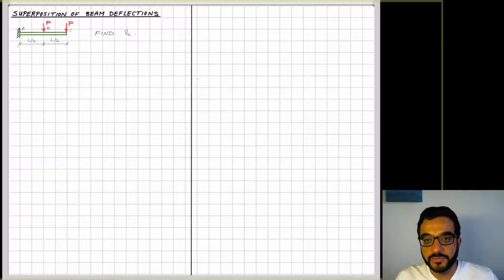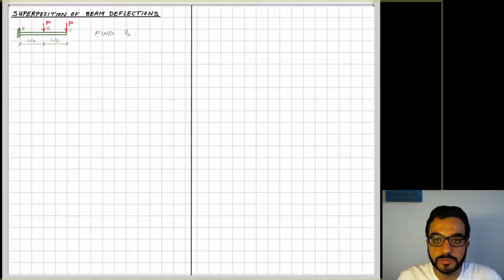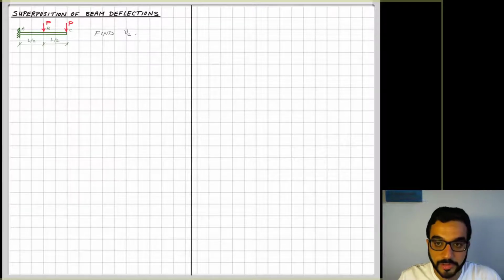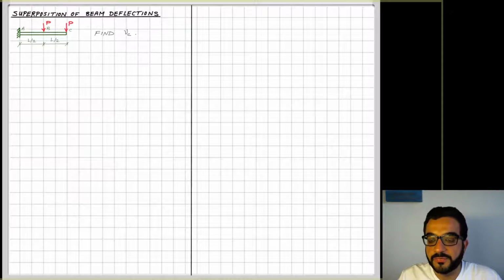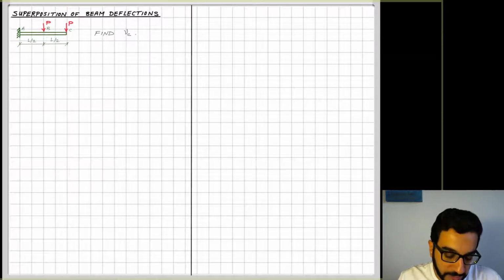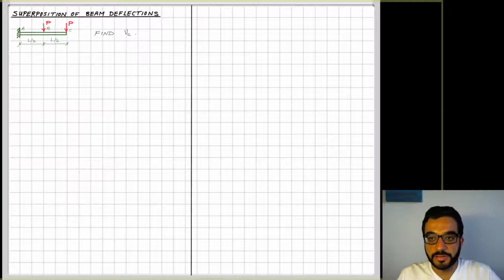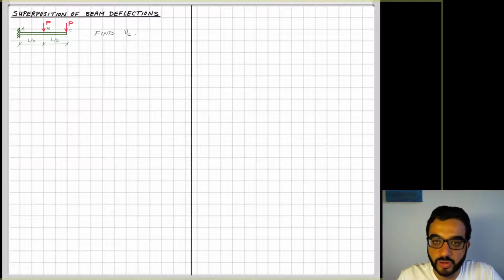So we have here this example, beam ABC, and it's loaded by two equal loads P at L/2 distance and L distance from the fixed support A. And we need to calculate the deflection of the beam at point C, what we call here nu C. Some textbooks call it delta C, YC, but we'll use the notation here of nu C.